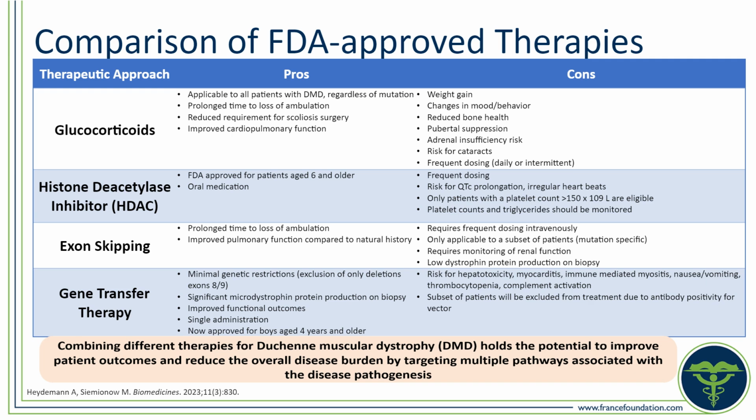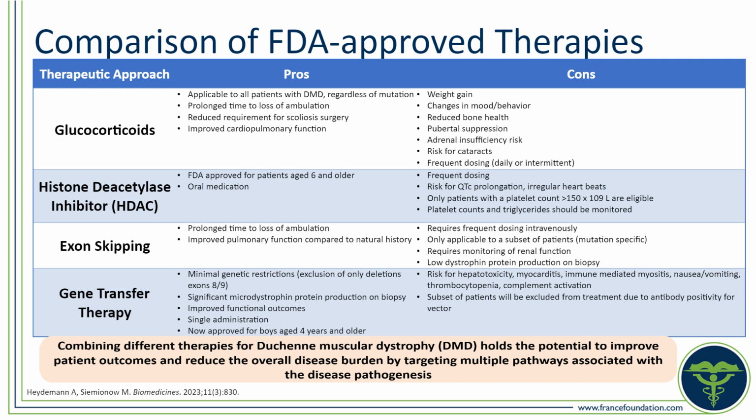The exon skipping category is another approach that is FDA approved for the treatment of DMD. These have also been demonstrated to prolong time to loss of ambulation and improve pulmonary function compared to natural history. However, they do require frequent dosing intravenously, and many of our patients require a vascular port placement in order to receive these therapies. In addition, they are genetically specific, and they're only applicable to a subset of our patients. They also require monitoring of renal function and have low dystrophin protein production on biopsy assessments.